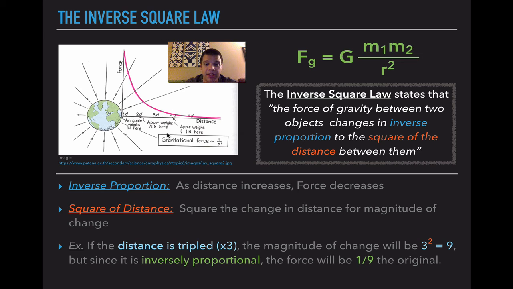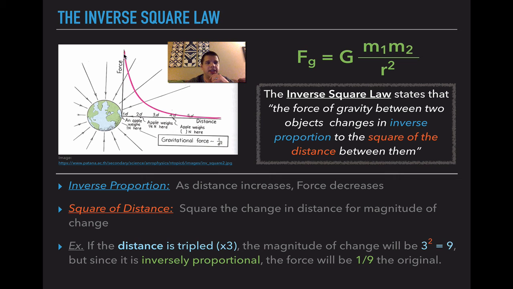The square of the distance means that whatever the change in that distance is, I have to take that and square it. So for example, like we did a moment ago, if I were to take the distance between two objects and triple it, then the magnitude of the change will be that 3 squared, so 3 squared is 9, and since it's inversely proportional, it's going to be 1/9 the original gravitational force.